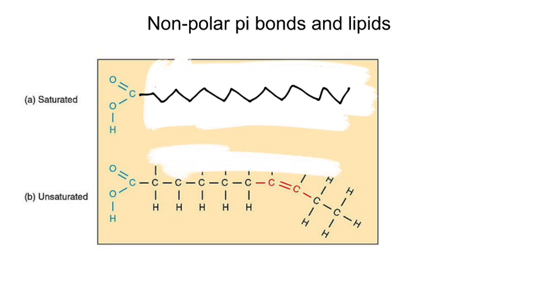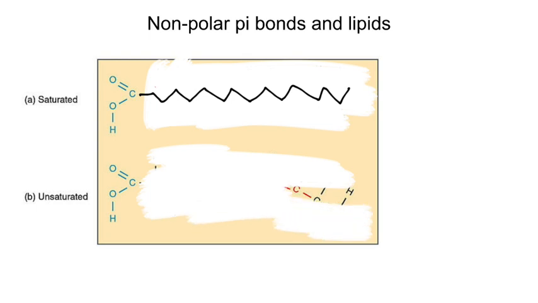What happens with the bottom one? Does it curve onto itself? I'm still going to get a zigzag, but at some point I get a double bond. How is that double bond going to affect my structure?